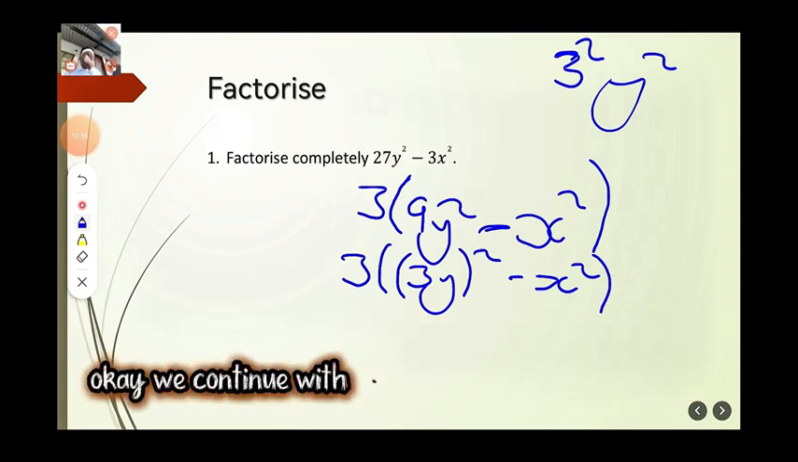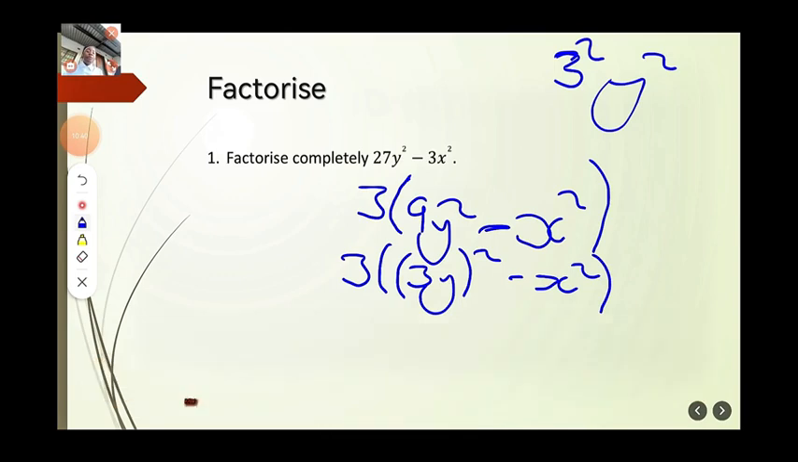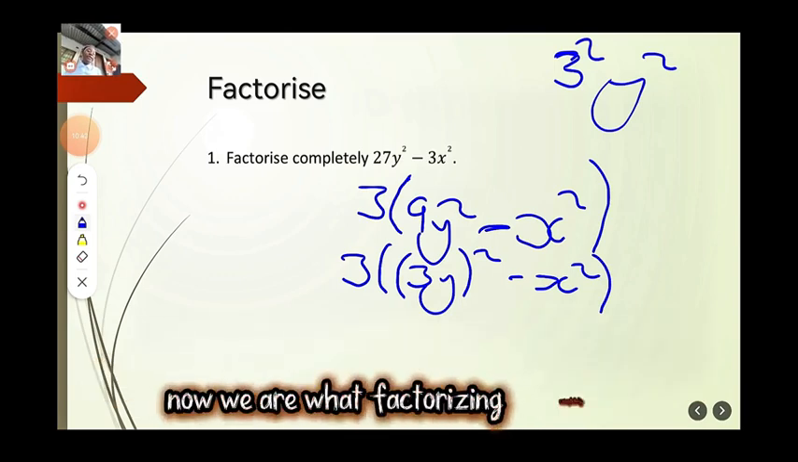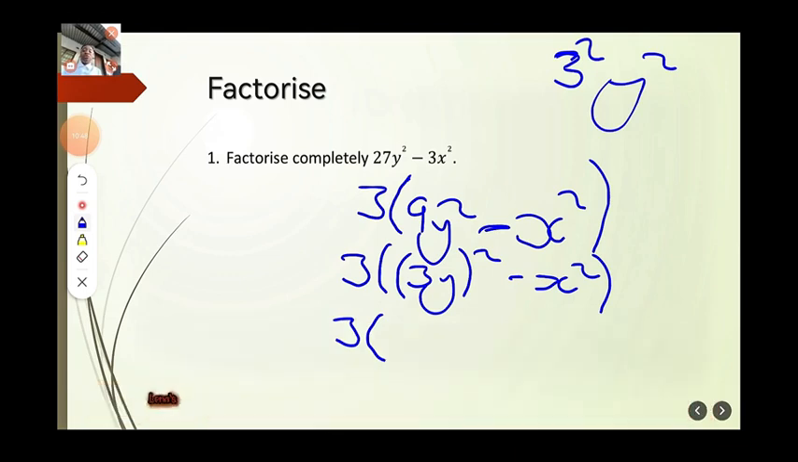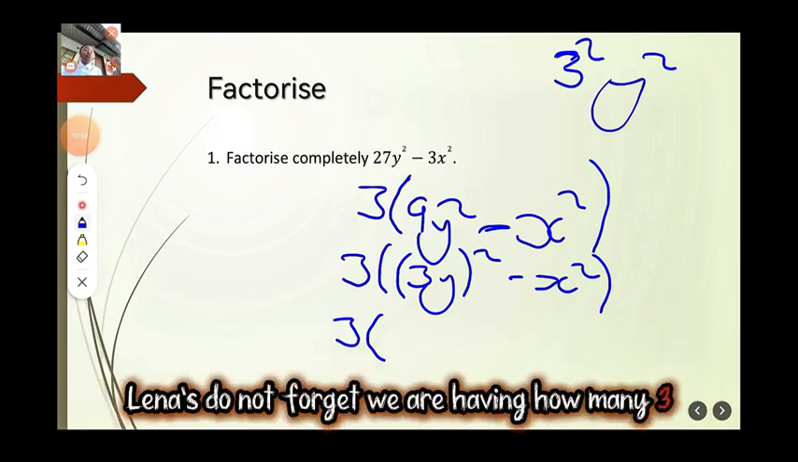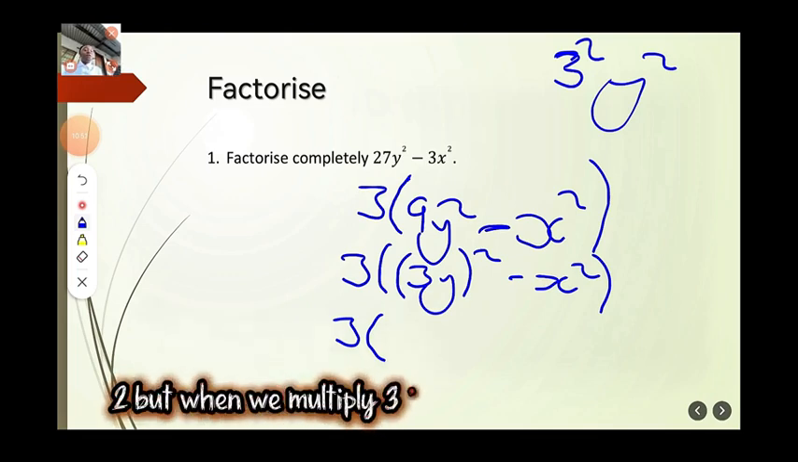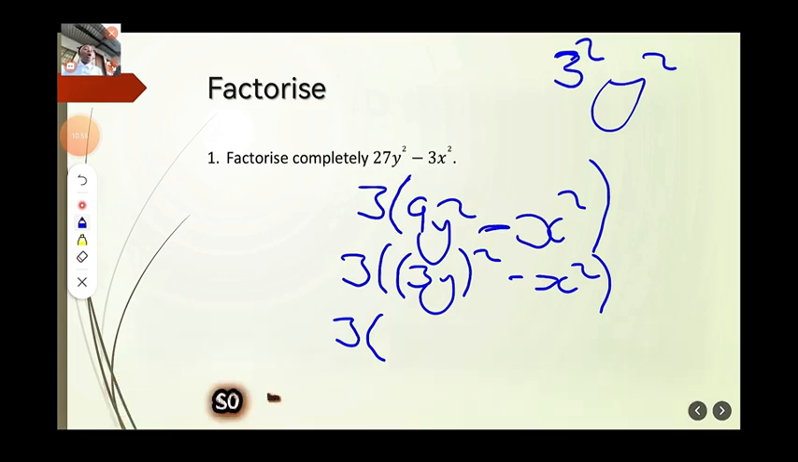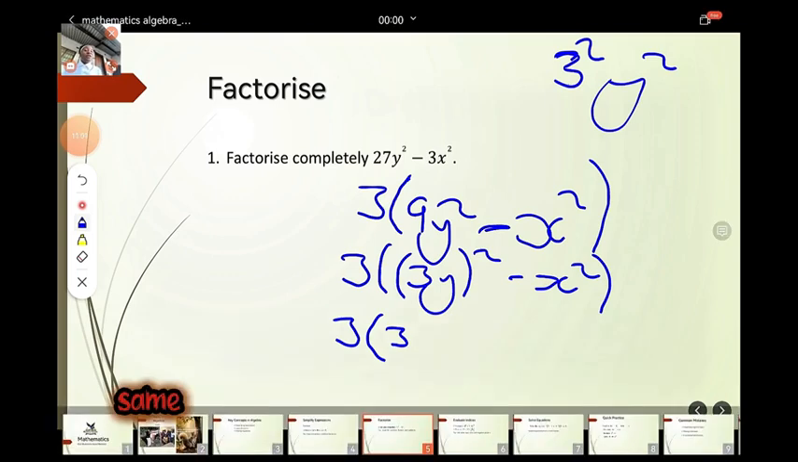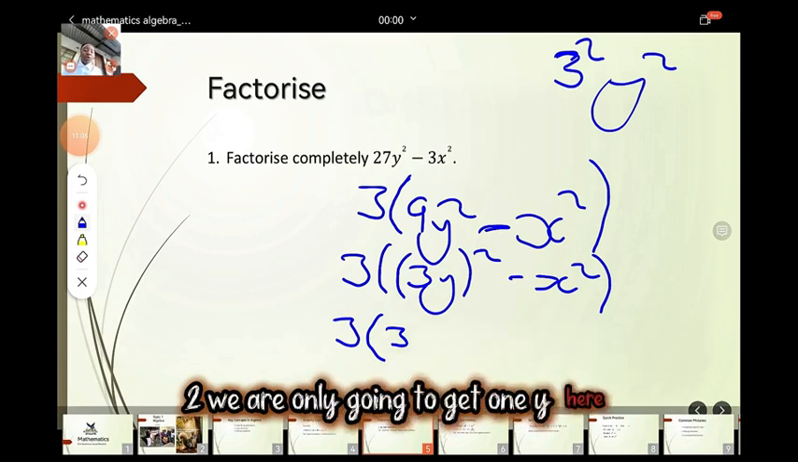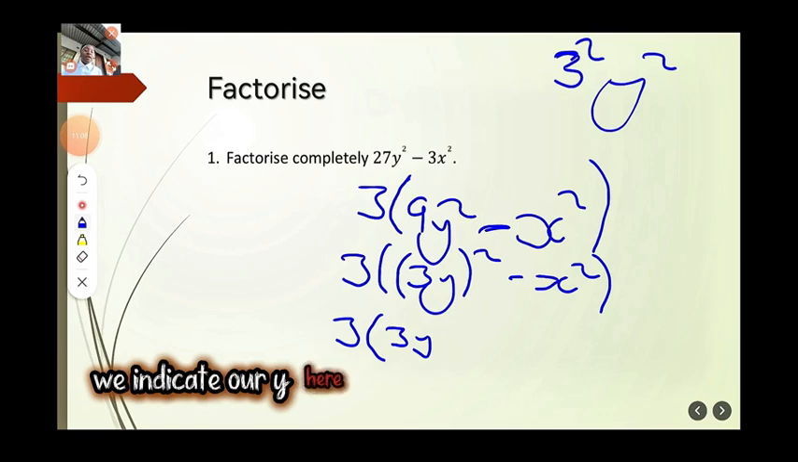Okay, we continue with our expression. When we reach this part now, we are factorizing completely. Meaning now we are going to say 3 open bracket. Here, learners, do not forget we are having how many 3's? 2. That when we multiply 3 times 3 is supposed to give us 9. So here we're only going to get 1, 3. We're going to indicate our 3 here. Same applies to the y. We're having how many y's? 2. We are only going to get 1 y here. We indicate our y here.